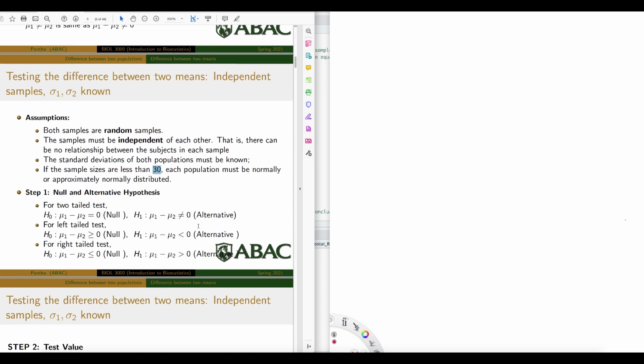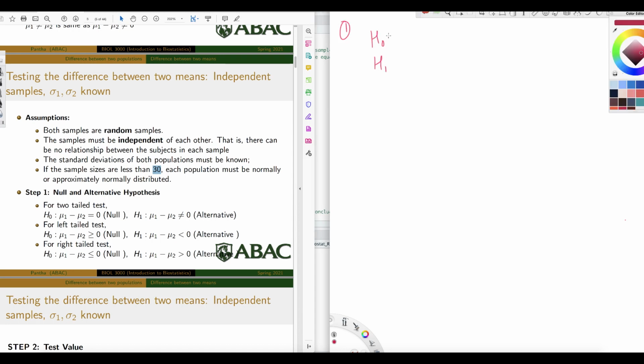Step number one is the null and alternative hypothesis. Write down H0 and H1. Previously we used to have just mu equals something for H0. But here what we do is mu1 minus mu2, the difference, equals 0. That means there is no difference between the means of the two populations. That is the same as mu1 equals mu2.